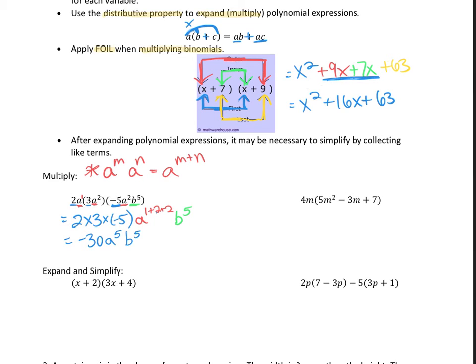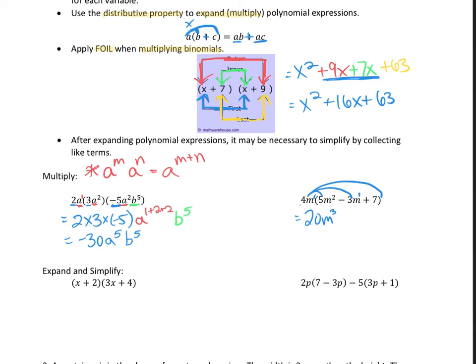So if we look at the next expression, we have 4m. And we're going to use that distributive property to distribute it. Don't forget about your exponents. If there's no exponent there, we have an exponent to the power of 1. So 4m times 5m is going to be 20m, and then 1 plus 2 on my exponent will be 3.